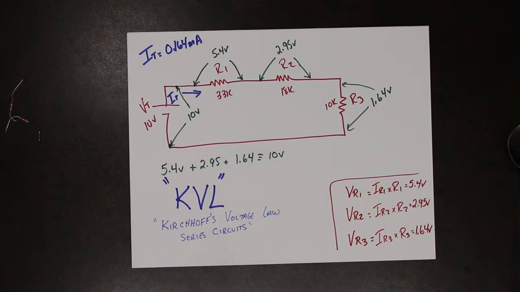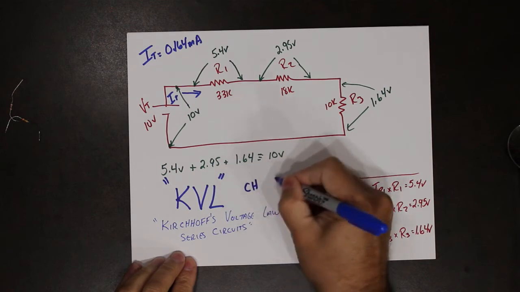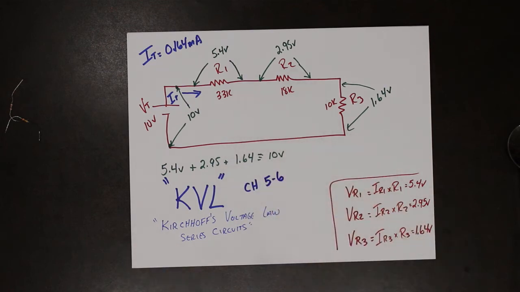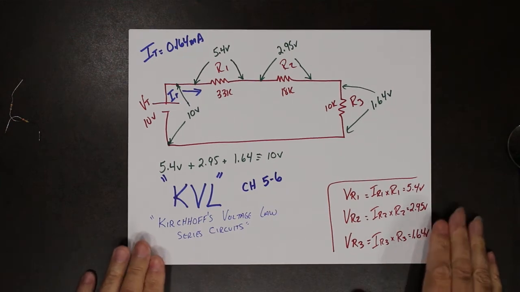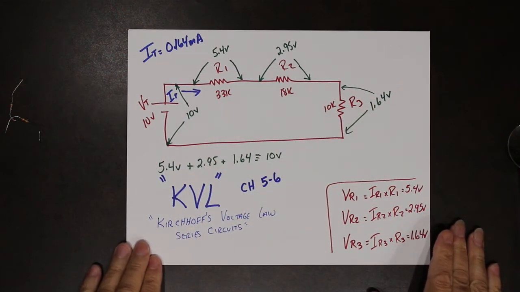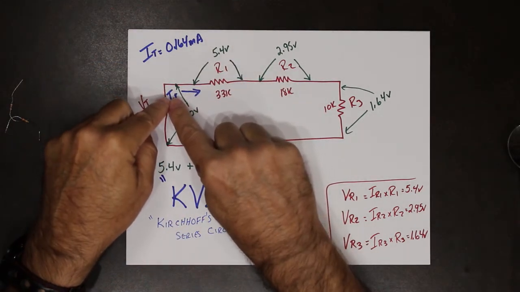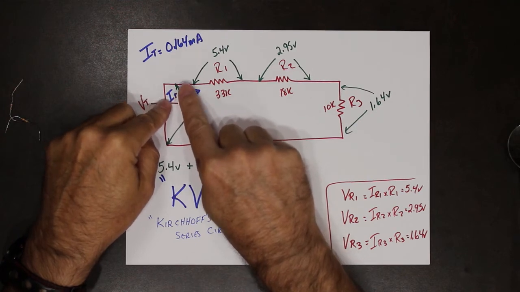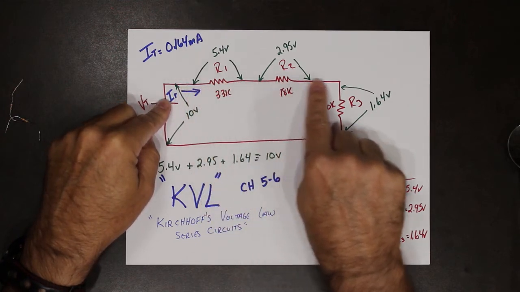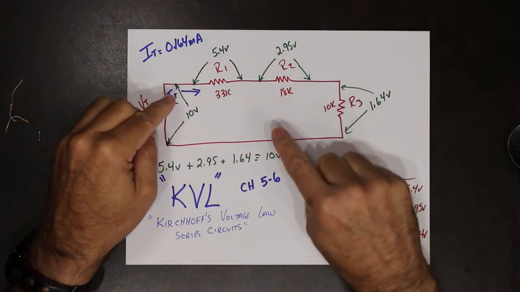In the textbook, you can find Kirchhoff's voltage law in chapter 5-6. So, looking at a series circuit, we have total values, so the total current. In a series circuit, that total current actually flows through each of these resistors. So they share the same current.